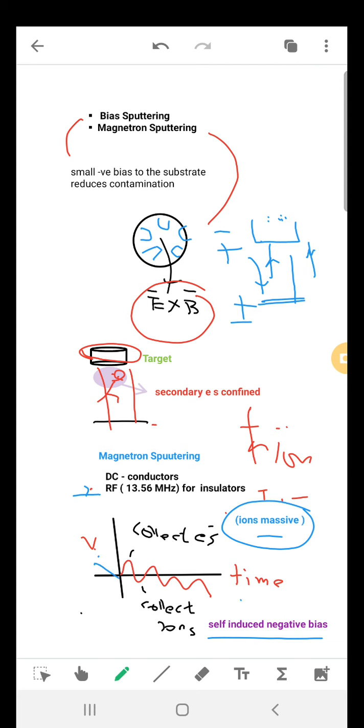So this is the self-induced negative bias with cycles. A negative bias is established at the cathode. So even if we are using an insulator, and even if we are using a radio frequency, that will not cause any negative sputtering to take place.